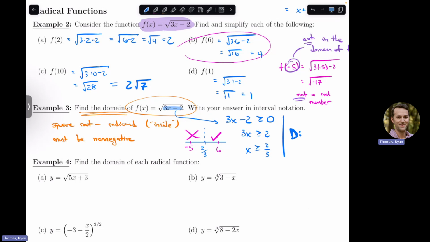What's the domain then? 2/3 to infinity. It's everything greater than or equal to 2/3. So 2/3 to infinity, 2/3 should be a bracket because it's included, because it makes the radicand 0 and the square root of 0 is 0. Here, yes. Here, no, because it depends on what happens in between, right? But the thing to keep in mind, the thing to remember, is that the square root of a negative number is not real.